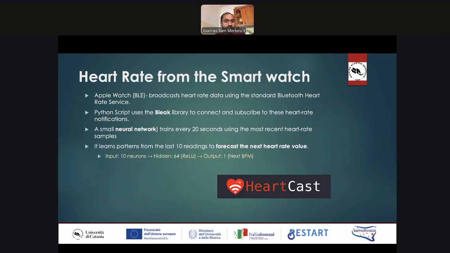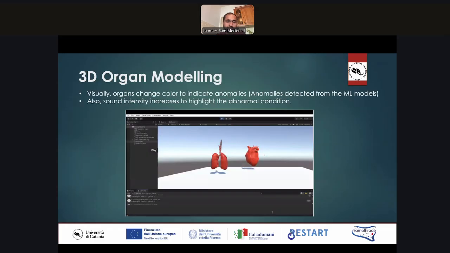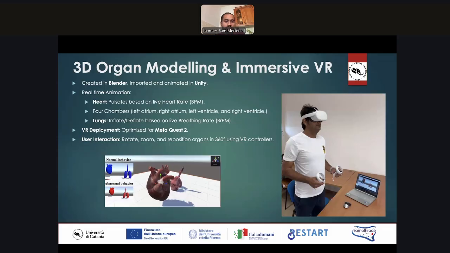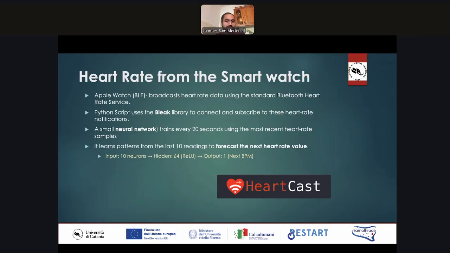And there was a neural network running behind in the Python code that does training every 20 seconds. It was a forecasting model, and it takes the past 10 values to forecast the next heart rate. So if you see in the slide here, the doctor will not have just the real-time view of the organs, but also what will be happening in the next 1 or 2 seconds, thanks to this simple LSTM model that is running in the backend.